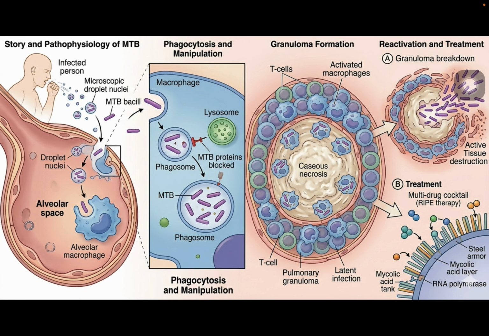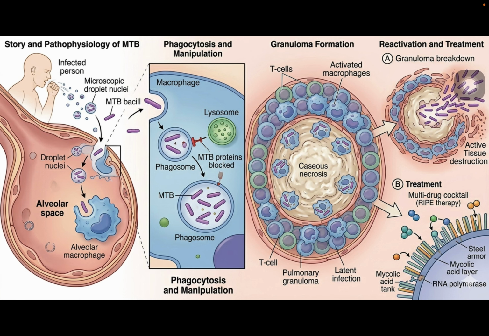Top right panel, scenario A, is granuloma breakdown. So MTB's primary virulence is its ability to evade destruction and persist. This image specifically highlights granuloma breakdown, a major virulence outcome that occurs during reactivation. Reactivation leads to active tissue destruction, allows the bacilli to multiply uncontrollably and escape, converting a controlled state back into a destructive infection. The inability of the host to maintain control is what causes the breakdown.